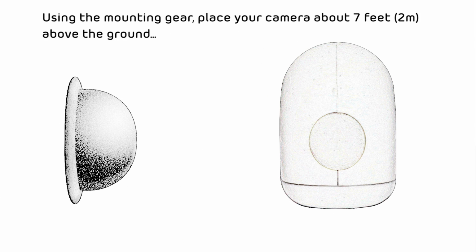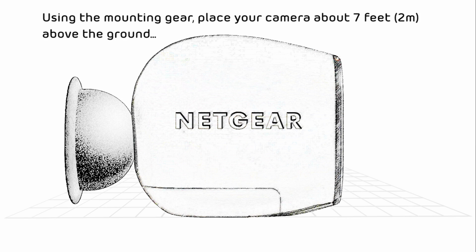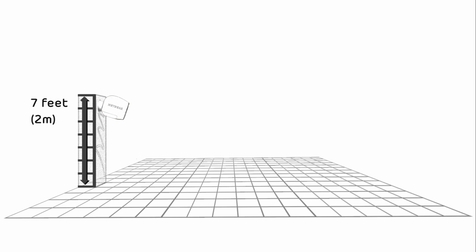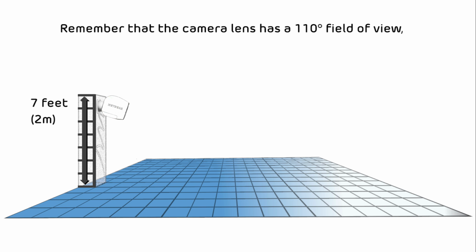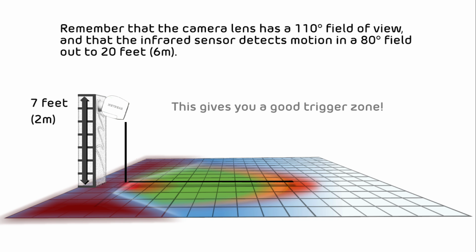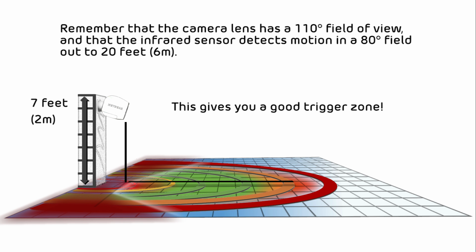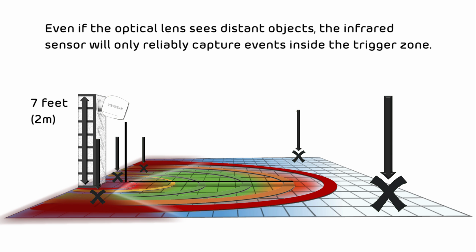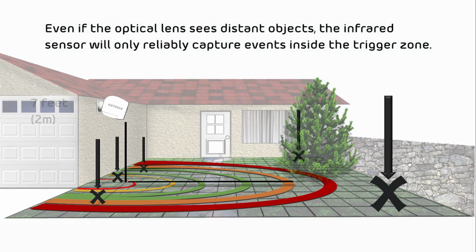Using the mounting gear, place your camera about 7 feet above the ground and aim down a little. Remember that the camera lens has a 110-degree field of view and that the infrared sensor detects motion in an 80-degree field out to 20 feet. This gives you a good trigger zone. Even if the optical lens sees distant objects, the infrared sensor will only reliably capture events inside the trigger zone.